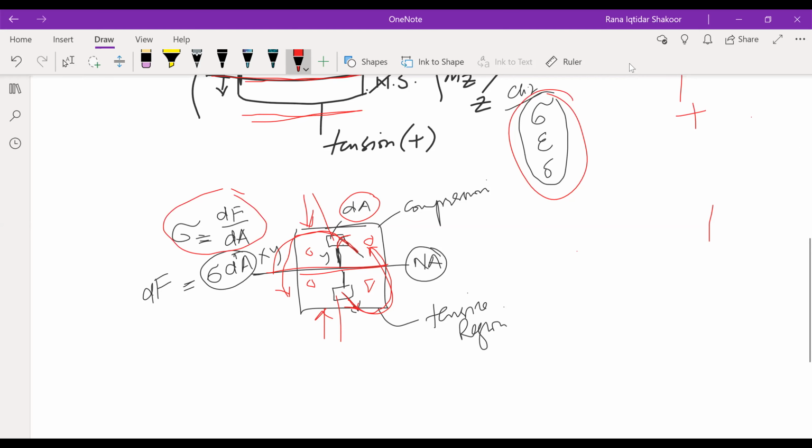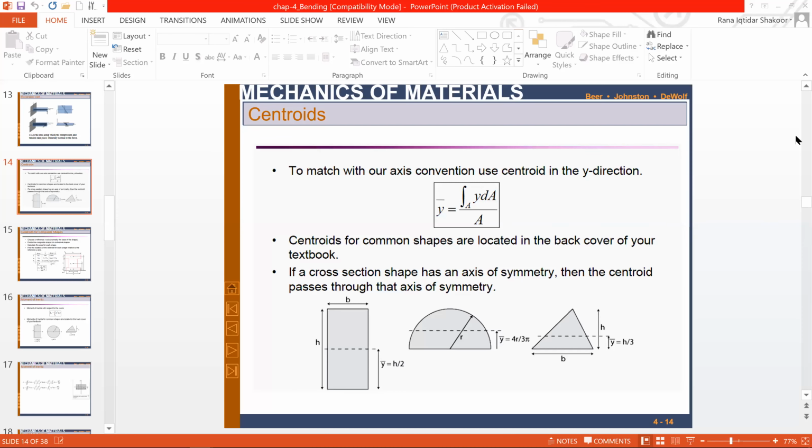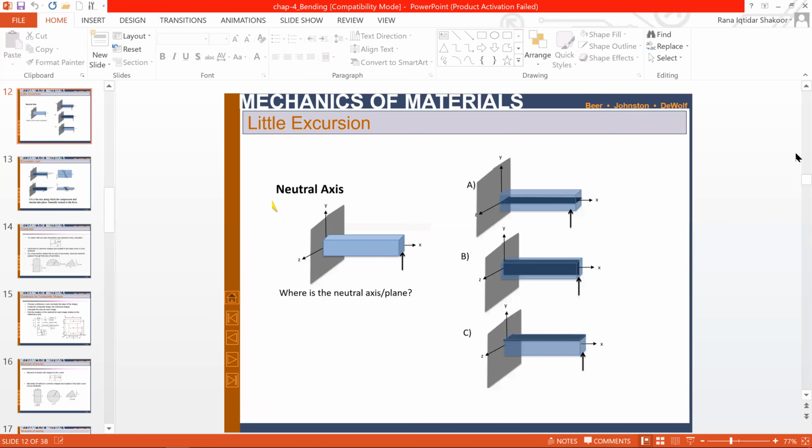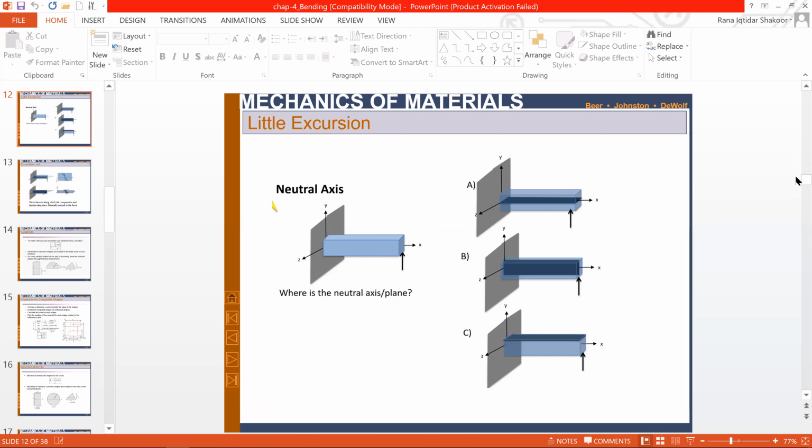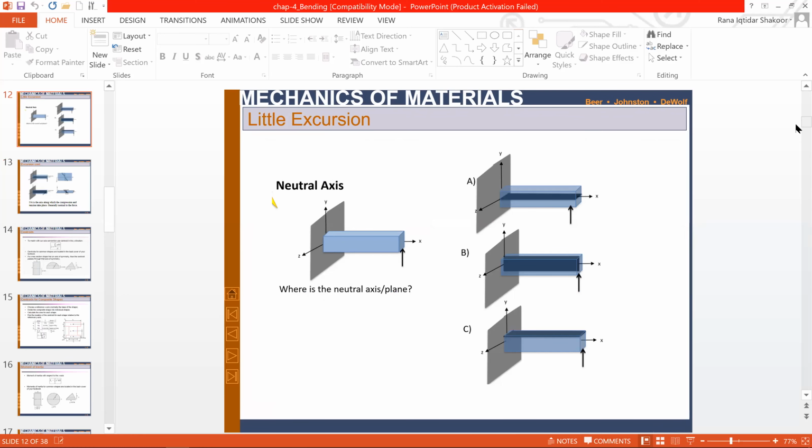Now this is just the revision we did from the last lecture, and now I will come to the slides. We will quickly revise the slides so that you can have an idea of what we did last time.